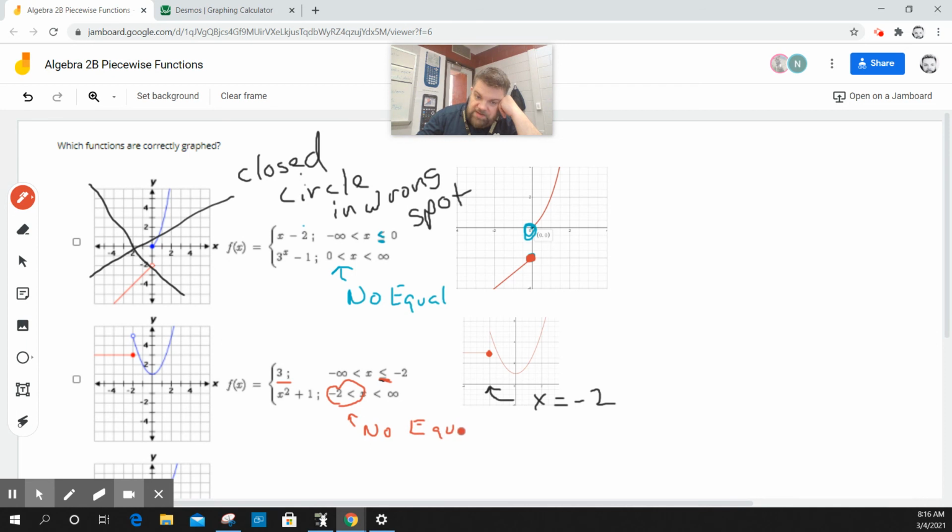Both of them have an x coordinate of 2, but one of them is defined and one is not. So this is an open circle. Hey, that's the right answer. I'll be doggone. Well, it doesn't say check the one, it says check all of them that are correct. Which functions are correctly graphed. Dang it, we gotta do this for all of these. Okay. So let's scroll down and go to the next one.